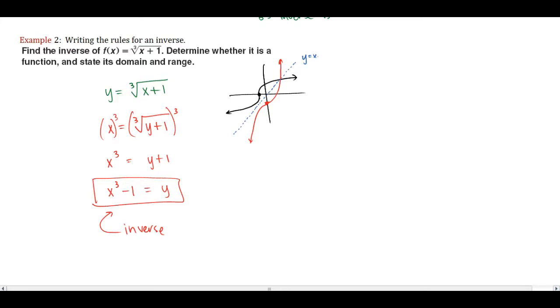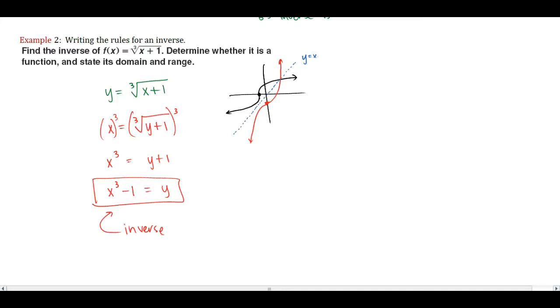You can also answer questions like, is it a function or is it not? Remember, if you want to check if a graph is a function, do a vertical line test. If you want to know if its inverse is a function, do a horizontal line test. So be super careful there. This one would be a function, that red one that we created, so you could write it as a function.